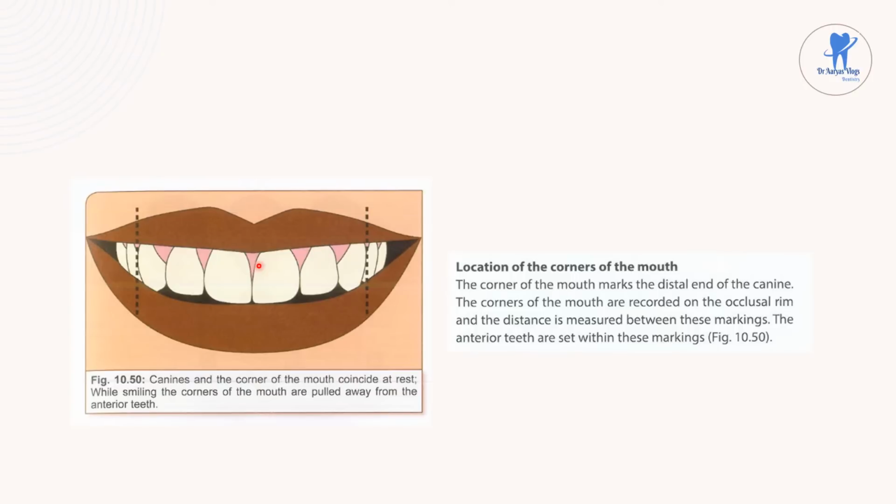Here is the location of the corners of the mouth. Canines and the corner of the mouth coincide at rest. Okay, while smiling, the corners of the mouth are pulled away from the anterior teeth. So the corner of the mouth marks the distal end of the canine. Okay. The corners of the mouth are recorded on the occlusal rim and the distance is measured between these markings. The anterior teeth are set within these markings. Okay.